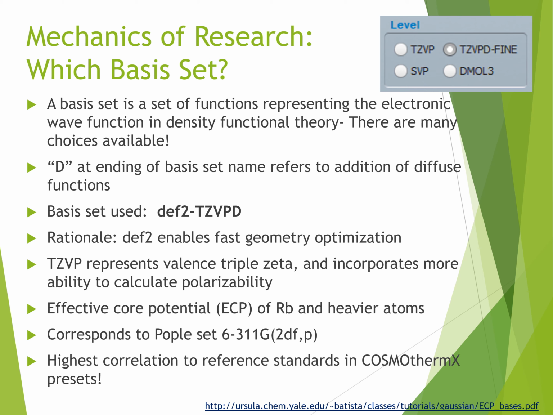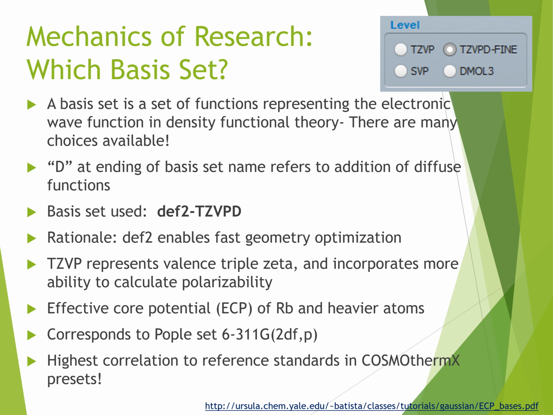The basis set used in this experiment was DEF2-TZVPD. The rationale behind this was that DEF2 enables a fast initial geometry optimization, while TZVP represents the valence triple zeta set and incorporates more ability to calculate polarizability. This set also includes effective core potential, or ECP, of rubidium or heavier atoms.